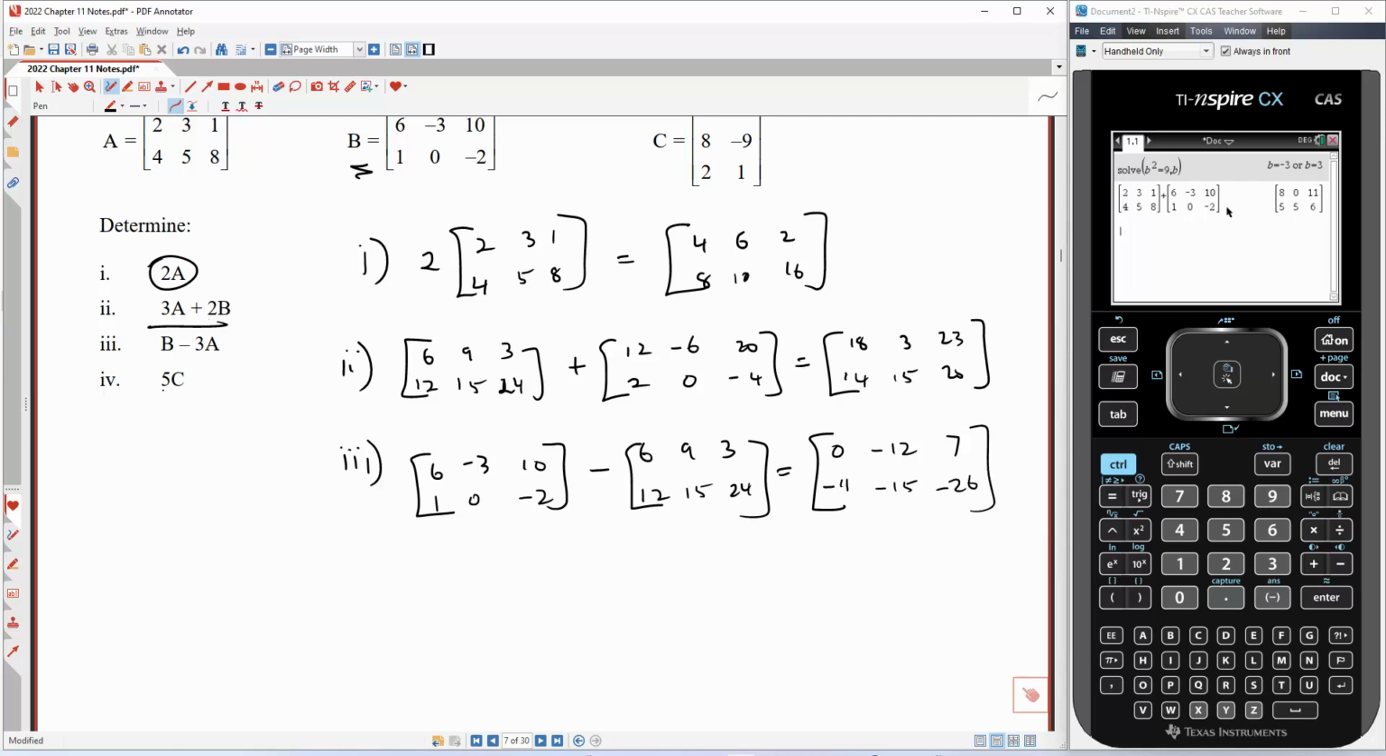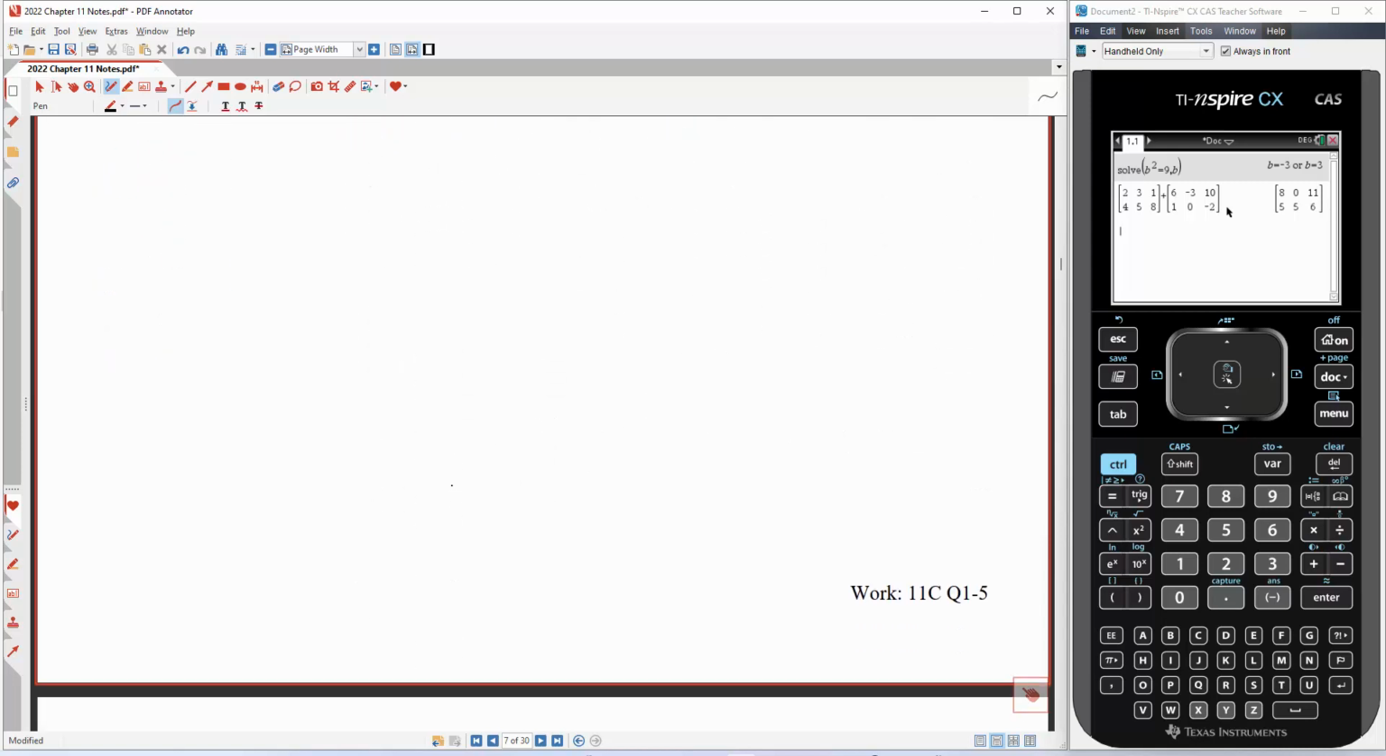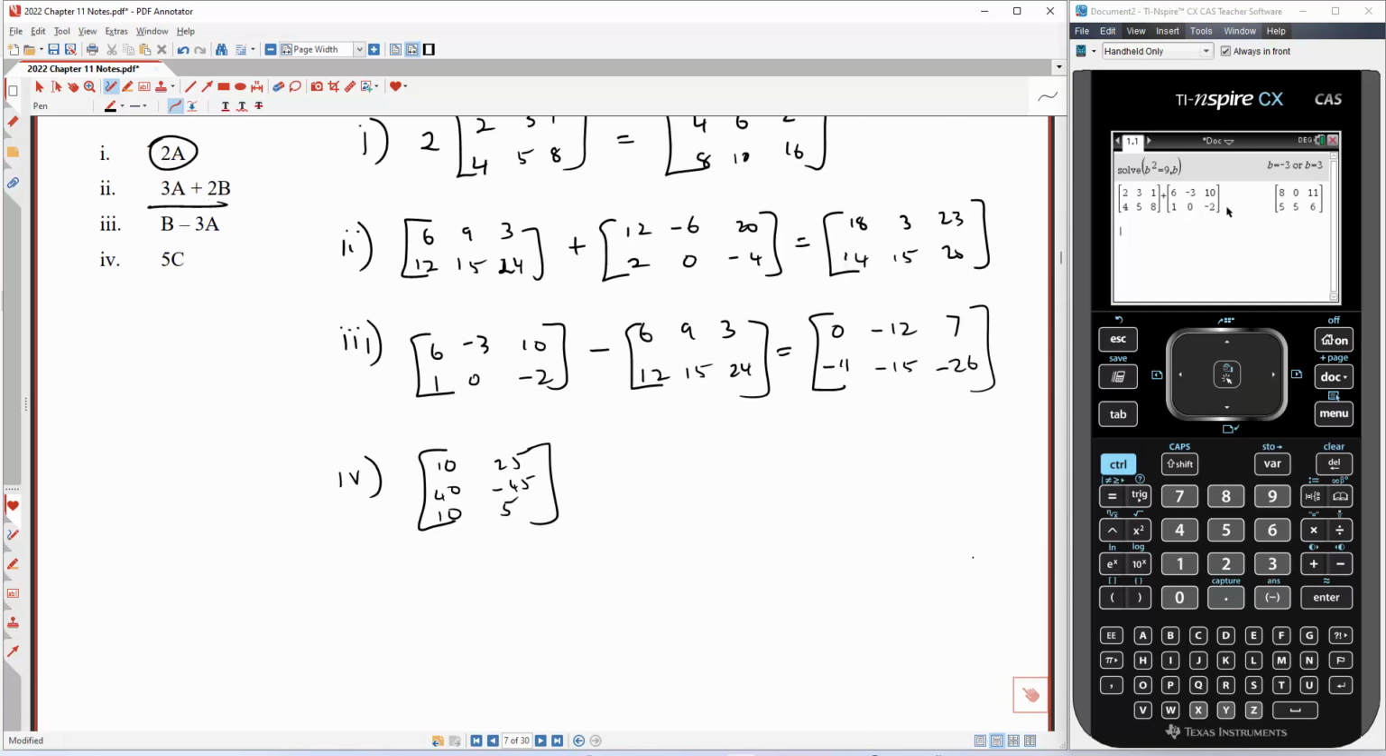All right, and finally, 5 lots of matrix C. So let's just bring that up a little bit. So 5 lots of matrix C basically means 5 times all of the elements there. So that's going to be 10, 25, 40, negative 45, 10, and 5. And that's it. All right, so the work is 11C, questions 1 to 5.